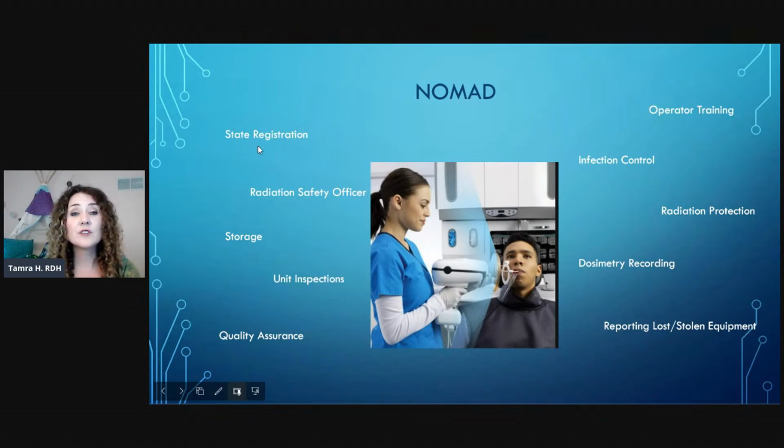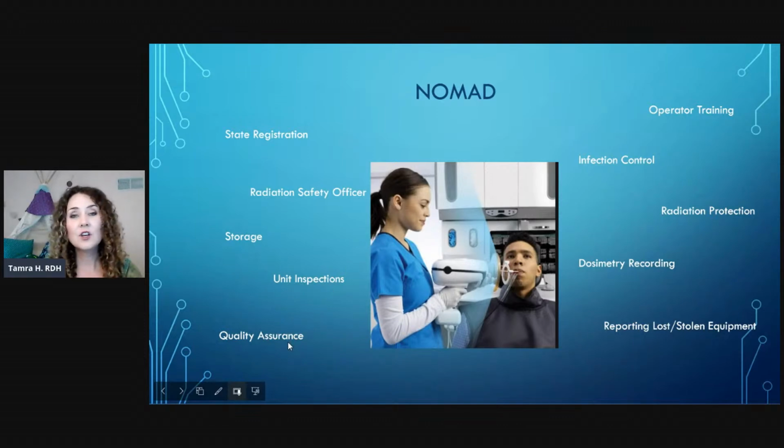We need to know if our state requires us to register the devices that we use. Do you have a radiation safety officer within your practice? Someone who can do the monitoring and make sure that everything is running properly. Storage. Do you have a good protocol system for storing these devices and keeping them safe? Unit inspections to make sure that there are no cracks or flaws within the device.